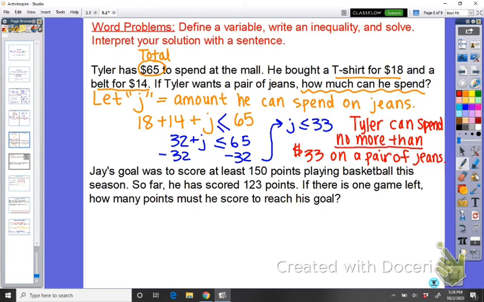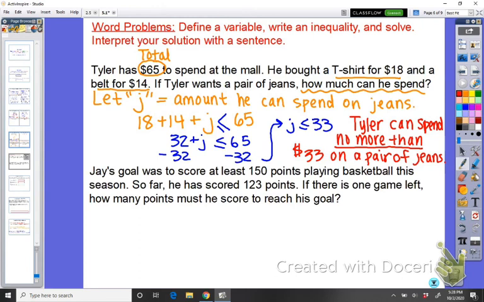Keywords, no more than. If you just say Tyler can spend $33 on jeans, well, that's true, he could, but he doesn't have to just go to the store and look for a pair that costs exactly 33 bucks. If he finds a cheaper pair, then that's great. He'll have some extra money, but he can't go over 33. So he can spend no more than 33, or at most 33 on jeans.